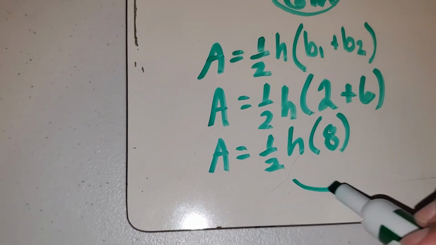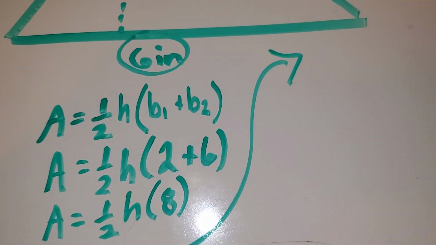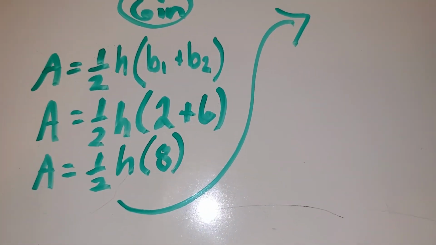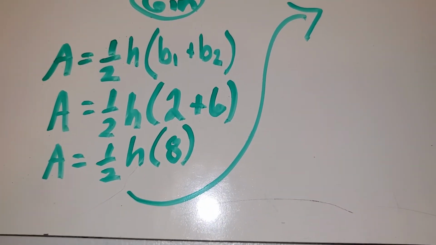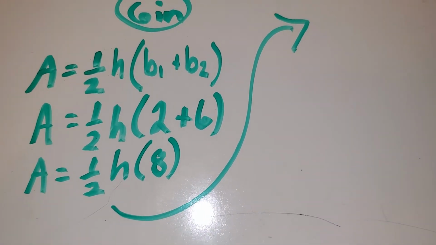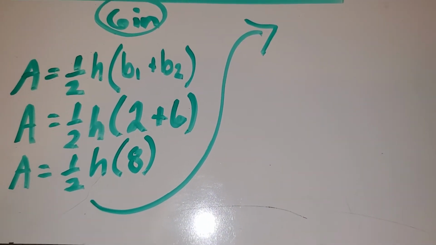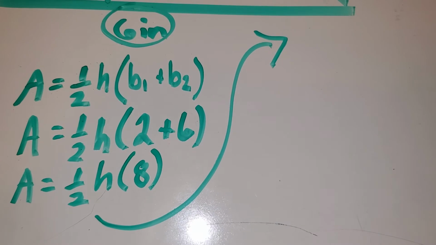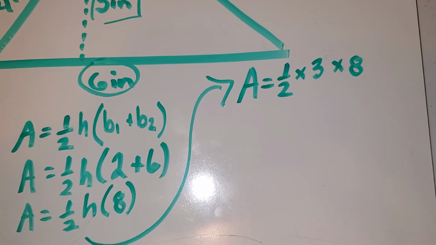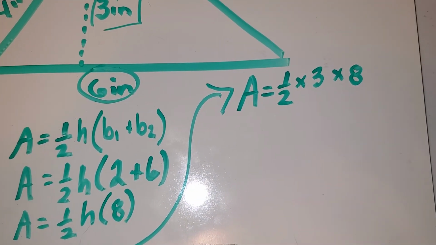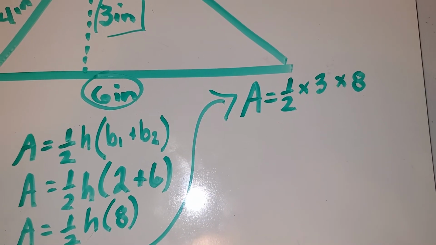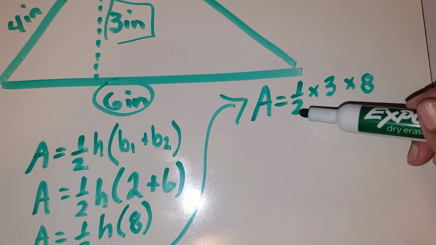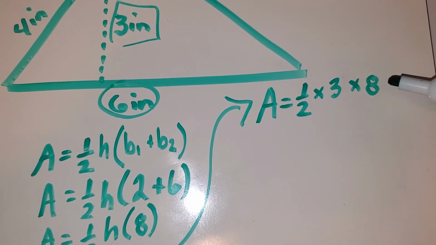But we have a little problem. Our problem is that 1/2 is right next to the H. Now this is a test to see, do you remember what happens when a letter and a number are right next to each other? That's right. Turns into multiplication. So I have 1/2 times 3 times 8.